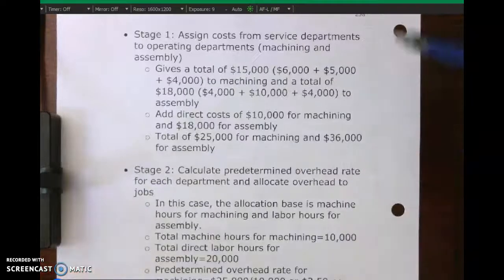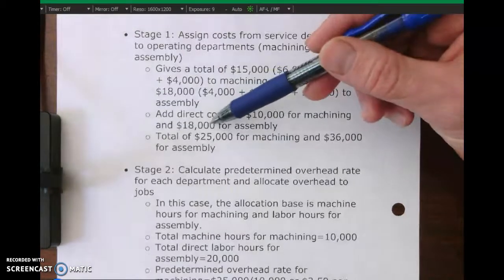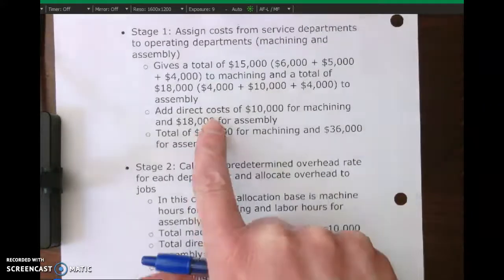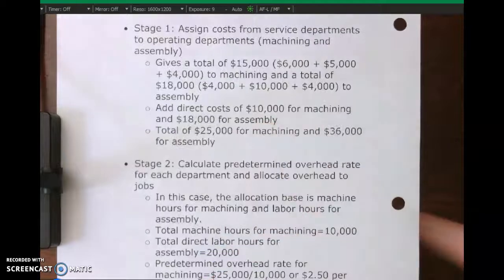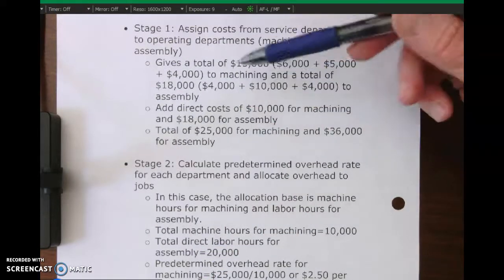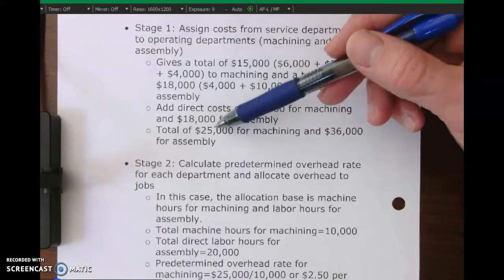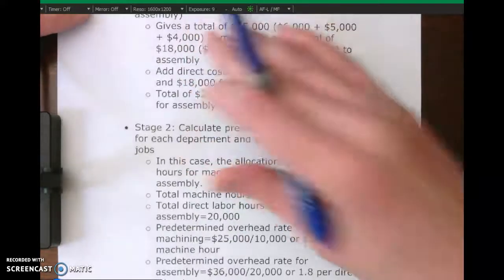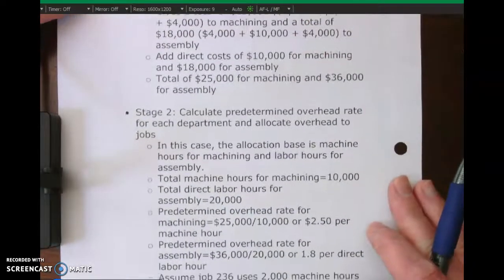And then what we do is we add in our direct costs of $10,000 for machining and $18,000 for assembly. These are direct costs, which means that we can directly attribute them to machining and to assembly. And then we have the total: $25,000 for machining, the 15 plus the 10, and the 18 plus the 18, $36,000 for assembly. So that's stage one, where we assign those service department costs to our operating departments, okay?